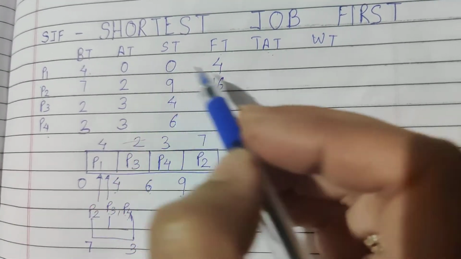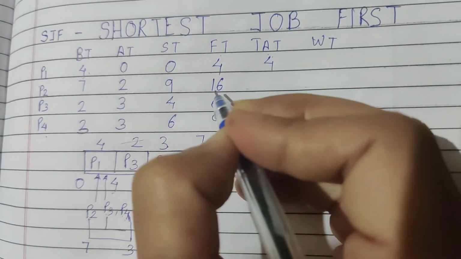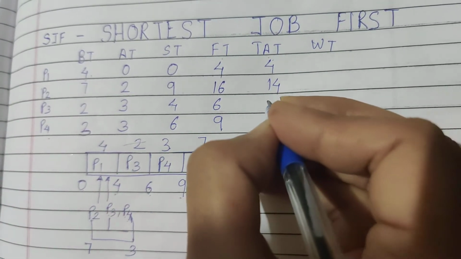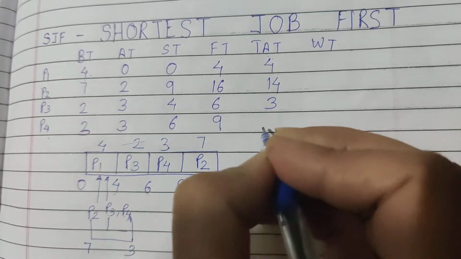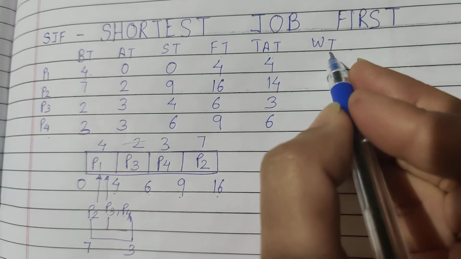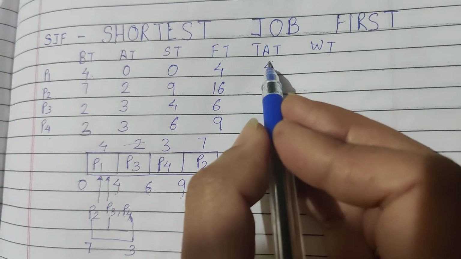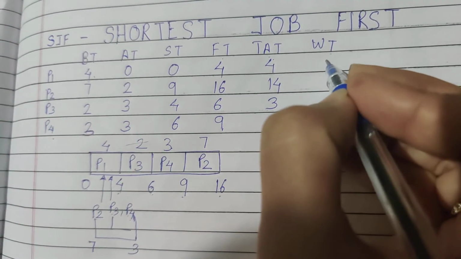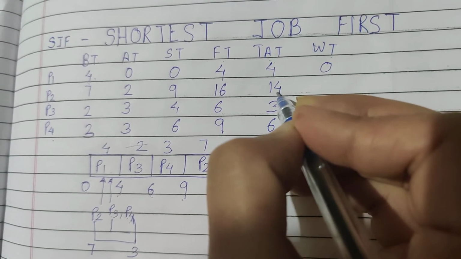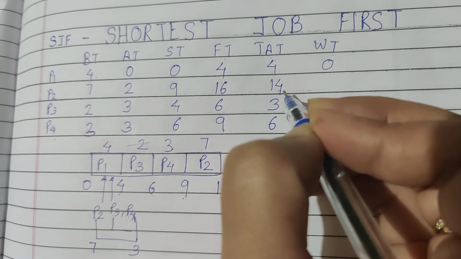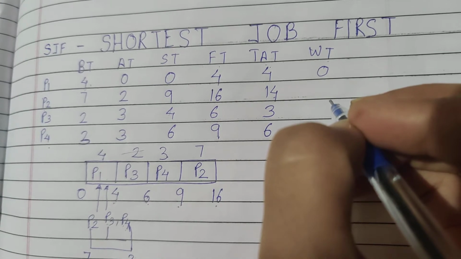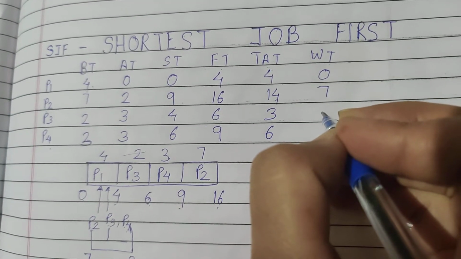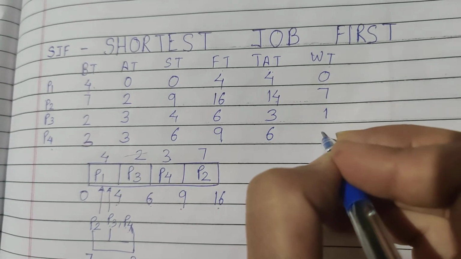So 4 minus 0, 4. 16 minus 2, that is 14. 6 minus 3, 3. 9 minus 3, 6. Similarly we calculate waiting time, that is turnaround time minus burst time. So 4 minus 4, 0. 14 minus 7, 7. 3 minus 2, 1. 6 minus 3, 3.